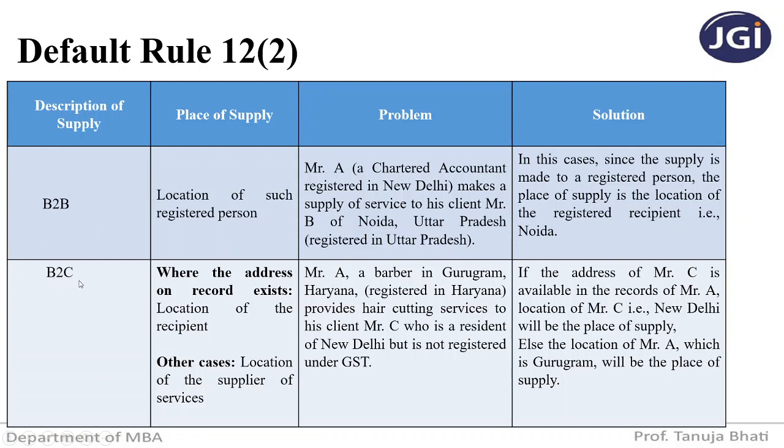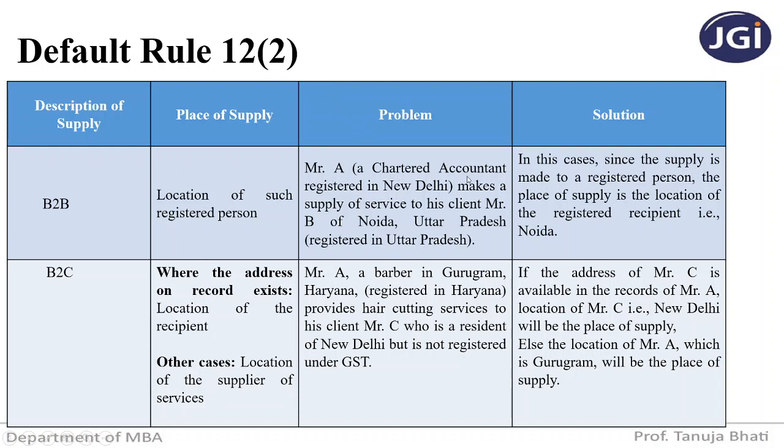And when it is B2C, where the address on record exists, meaning the record of the recipient is there on the records of the supplier, then the place of supply is the location of the recipient. Suppose it is not there, suppose the supplier doesn't have the record of the recipient, in that case, the location of the supplier of services. So let us see a problem on this.